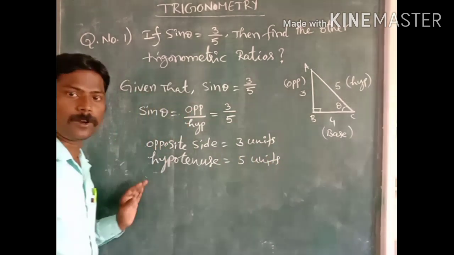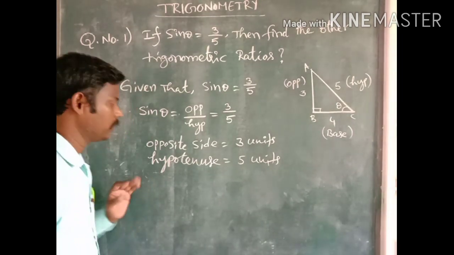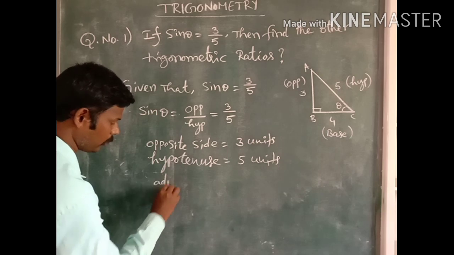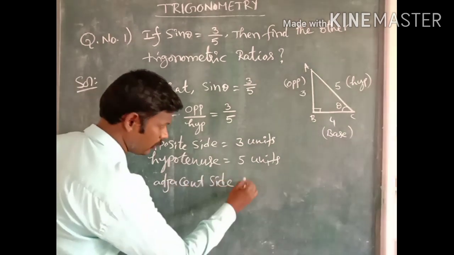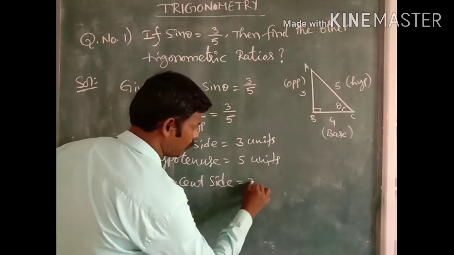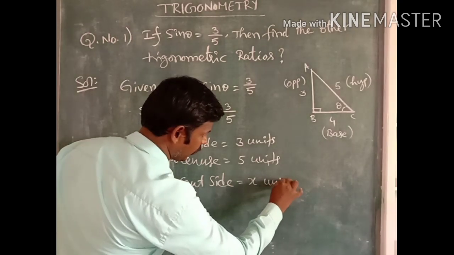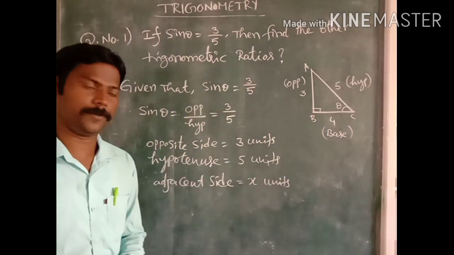Next, according to the right angle triangle, which side is missing here? Adjacent side, very good. Adjacent side, or this is also called the base side, is equal to, we don't know, that will be x units. This is the unknown quantity.